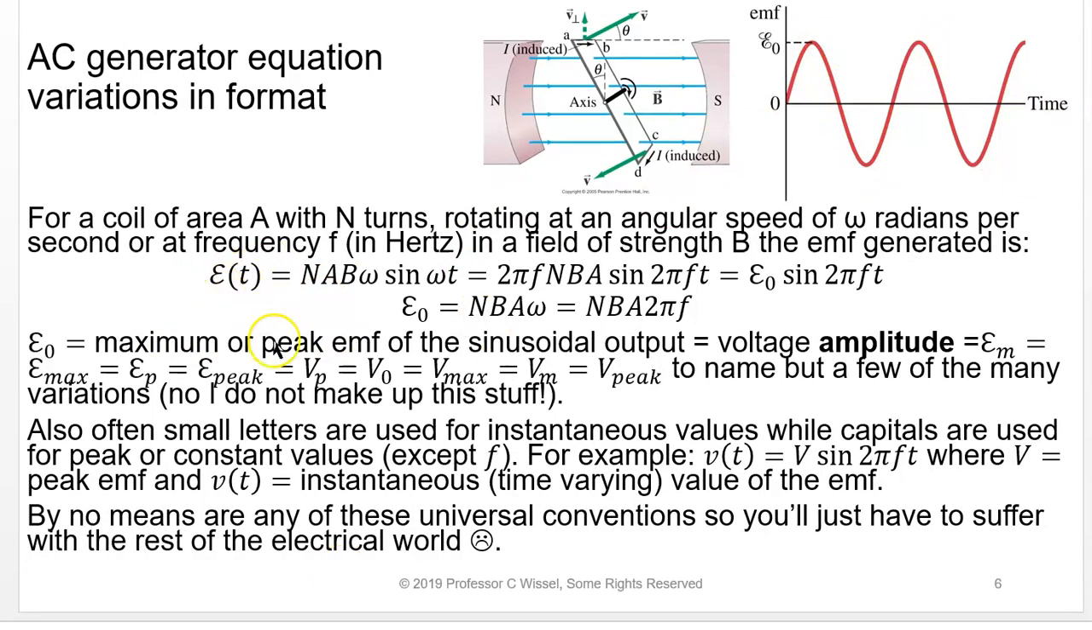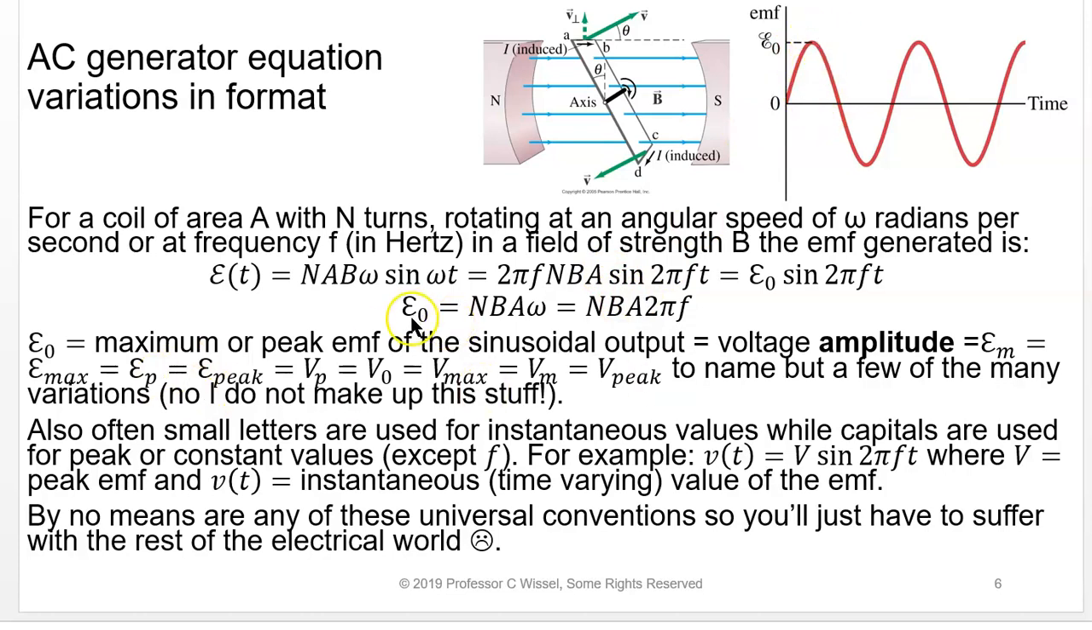So the EMF as a function of time equals N times A times B times omega times sine omega t, or it equals 2 pi f times N times B times A times the sine of 2 pi f t, or it's the amplitude times the sine of 2 pi f t. Now the amplitude is always the stuff that's in front of the sine. That is this amplitude right here. That's the height of the wave.